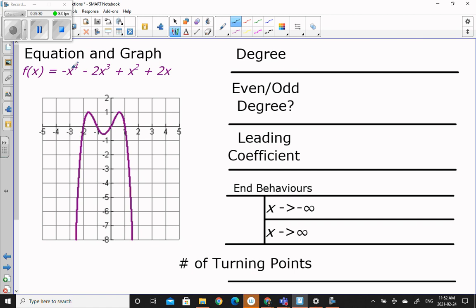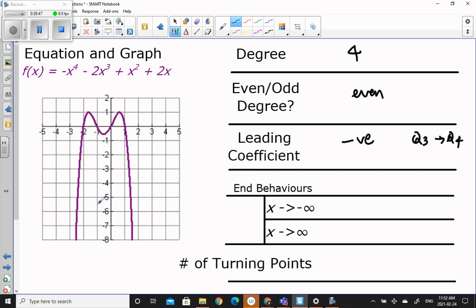Here you have degree 4. The function is of an even degree, and the leading coefficient is negative, so it makes sense that it has to go from quadrant 3 to quadrant 4.